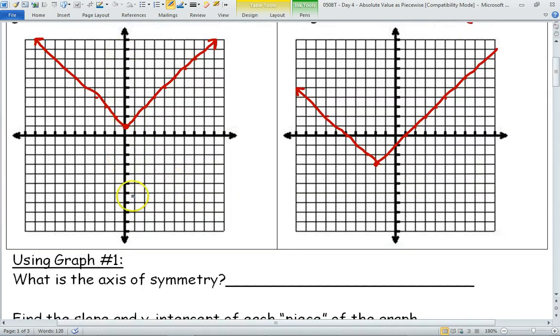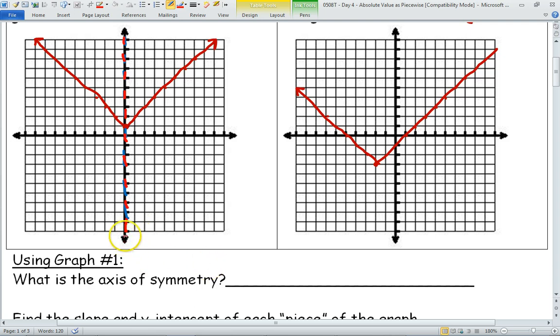Looking at graph number 1, what is the axis of symmetry? The axis of symmetry is the line that's going to split this V right down the middle, a vertical line through the vertex. You cannot really see that very well, so I should pick a different color. Let's go for red. This is the axis of symmetry, a vertical line at 0.